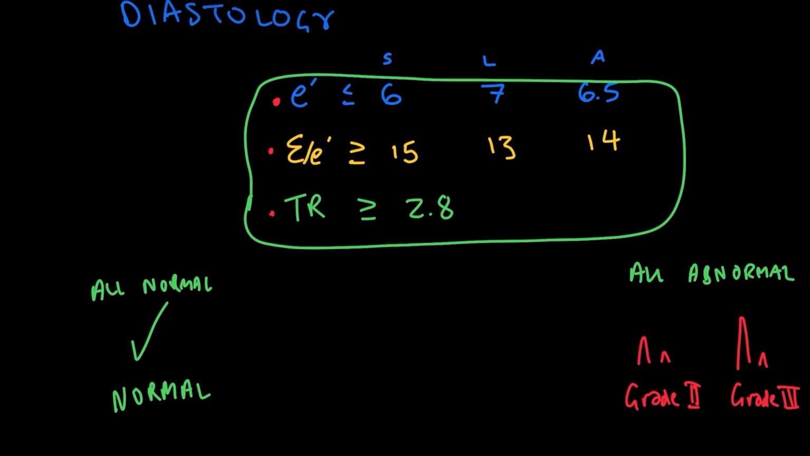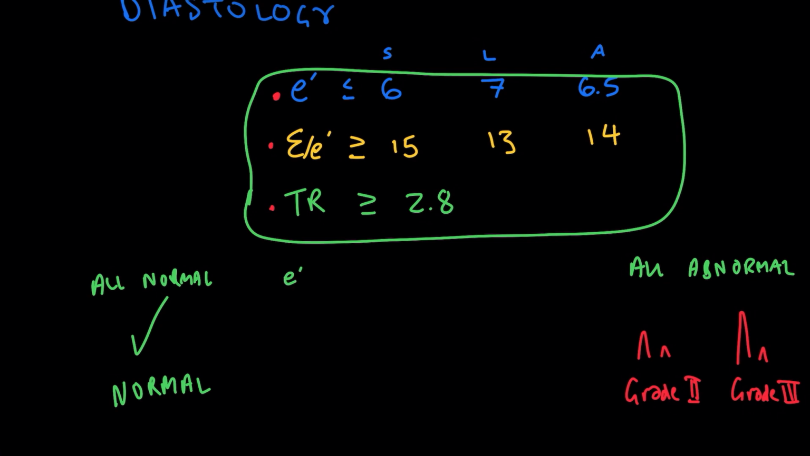Now the middle is a little trickier. For the middle, I want you to remember one little exception, and that is that if only E prime is abnormal, so if E prime is low, but everything else is normal, and you have that impaired relaxation filling pattern, we call this grade 1. So the wall is not moving as well as it should, as fast as it should, but all the other parameters are normal. This is impaired relaxation with normal filling pressures.